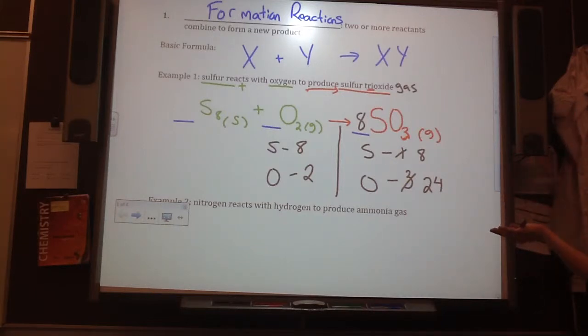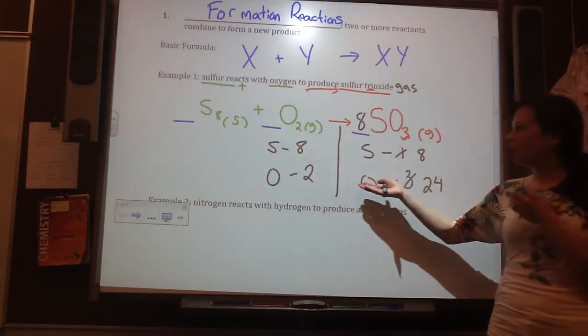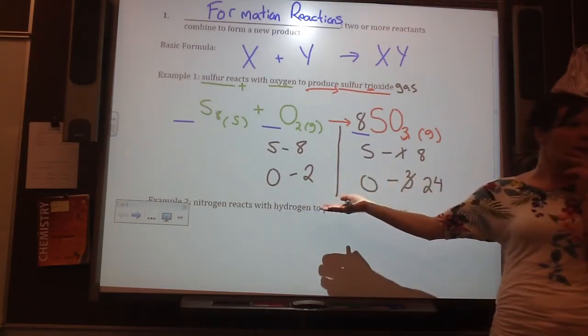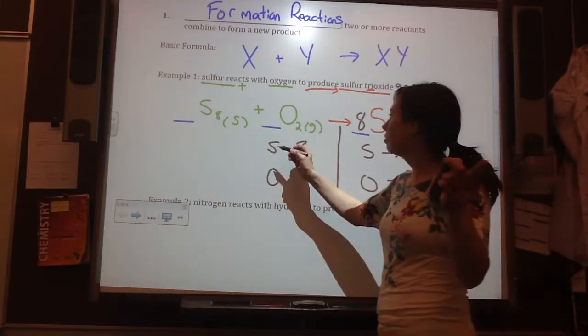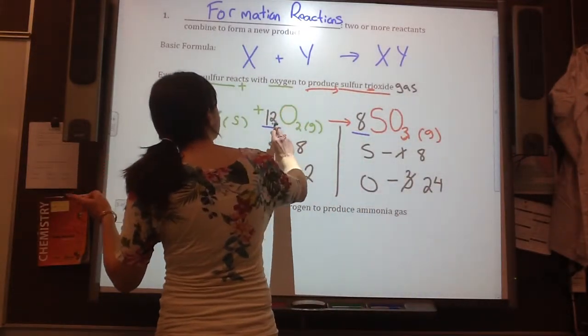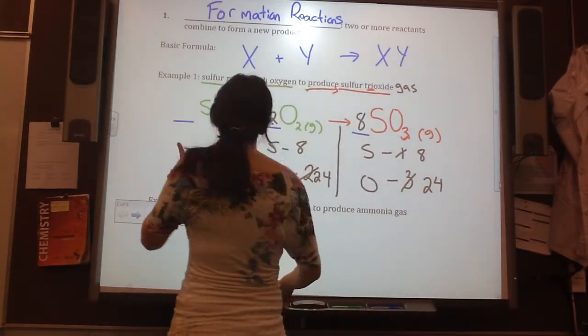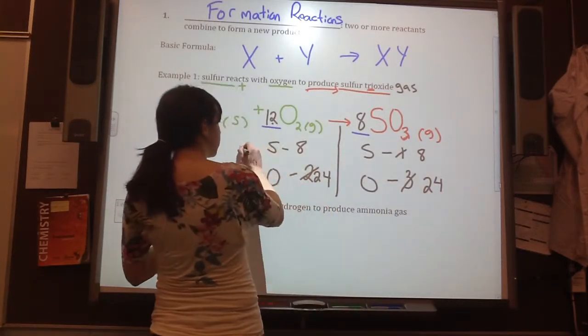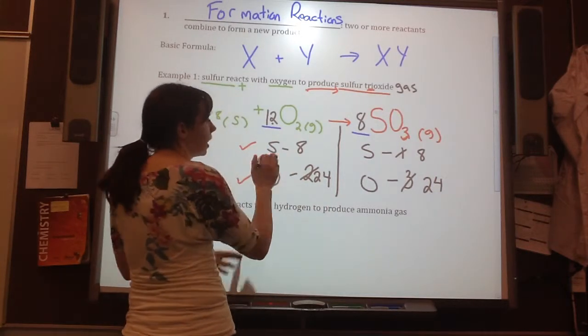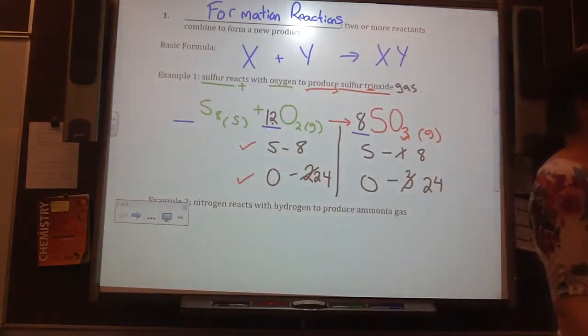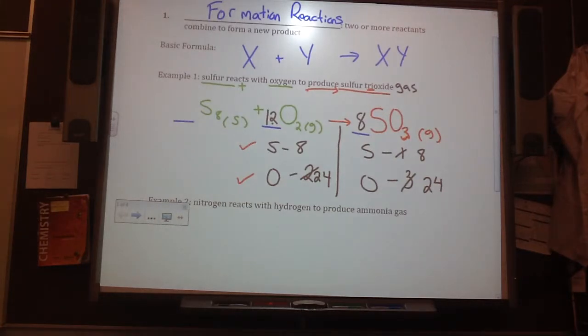Okay, so now I have 24 O's. So then you look back at your O's. Well, how can I balance this out now? You can put a 12 here. 12 times 2 is 24. So then you go back and you check, okay, I have 8 S's, and I have 24 O's. Okay, all good. Now it's balanced. Conservation of mass and matter has been applied. Yeah, that's what it said in our notes.